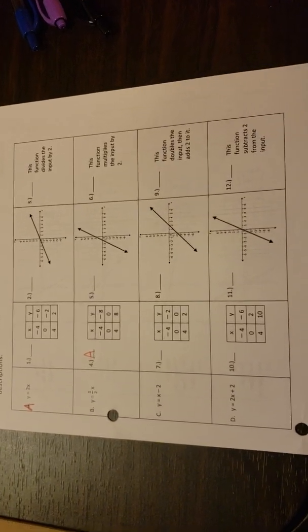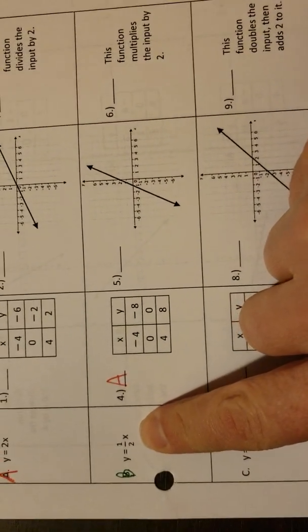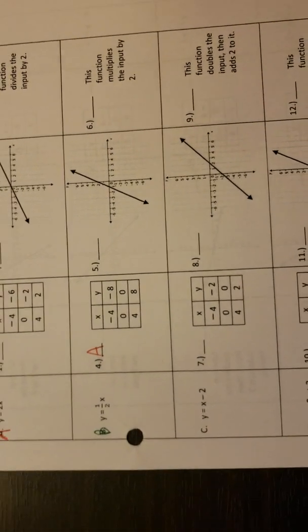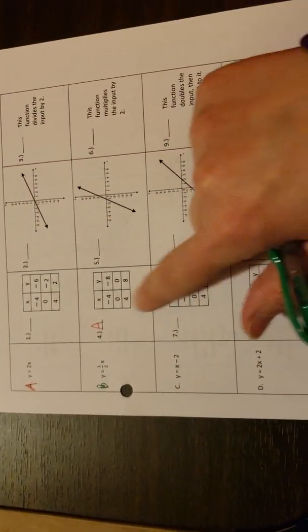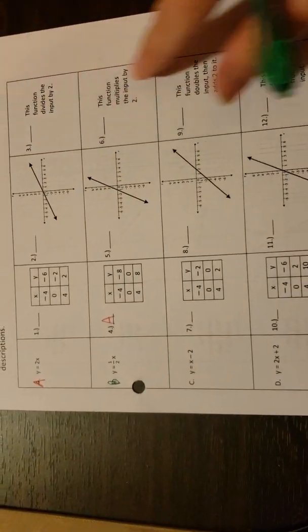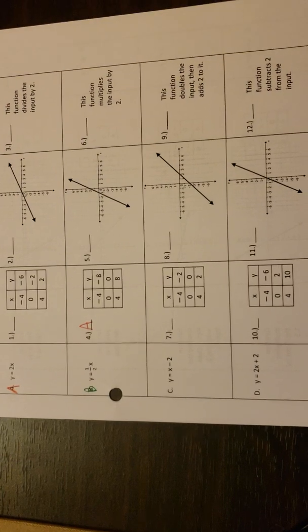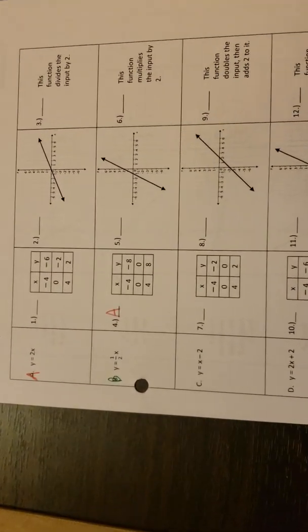And then you'll repeat the process with B. Y equals 1/2 times x, or y equals x divided by 2. It means the same thing. So find the table that matches that. Match that table to a graph, and then match those responses with the verbal model of what you've just done. So I hope that helps.